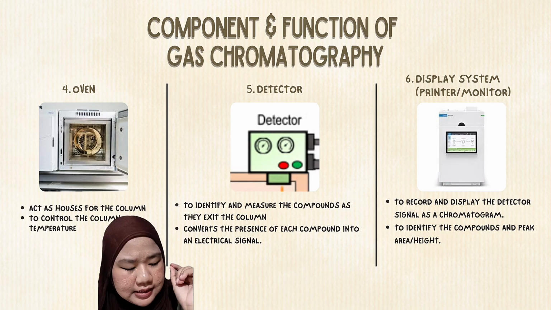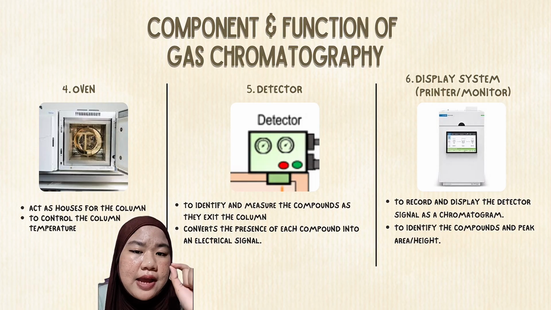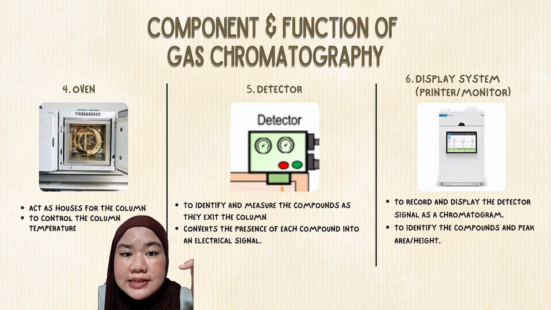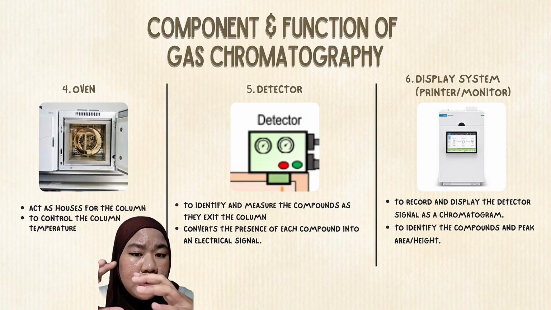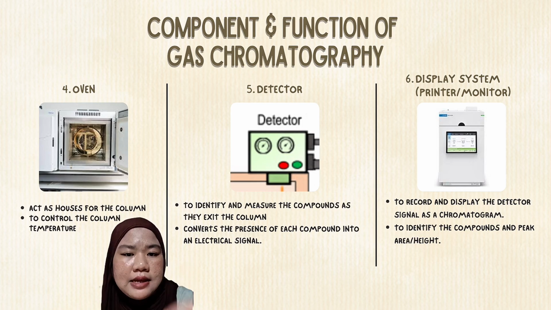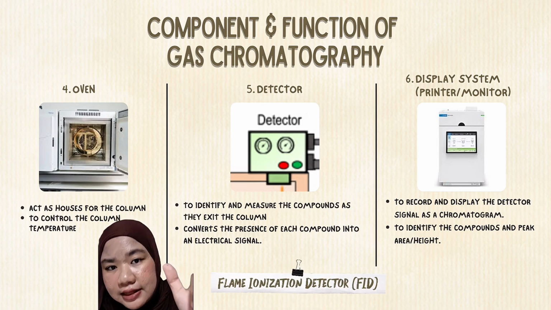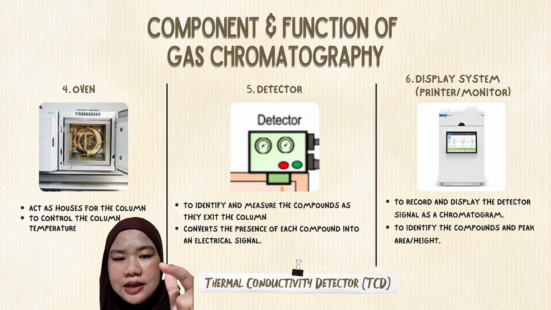And next is the detector. The detector helps to identify and measure compounds as they exit the column, and it converts the presence of each compound into an electrical signal. And common detectors that are usually used include the flame ionization detector (FID) and the thermal conductivity detector (TCD).